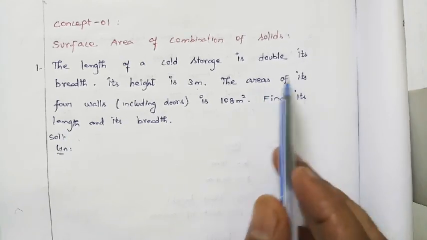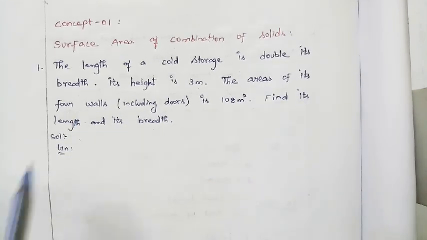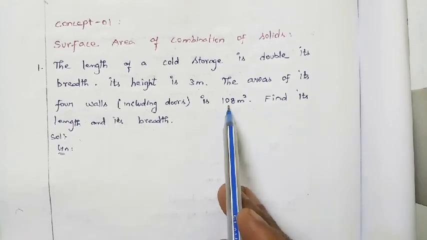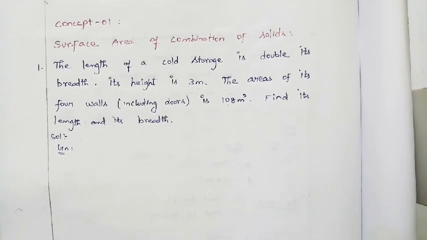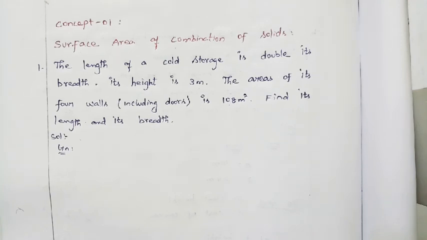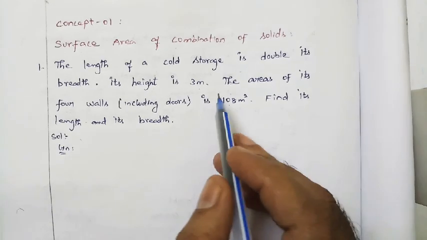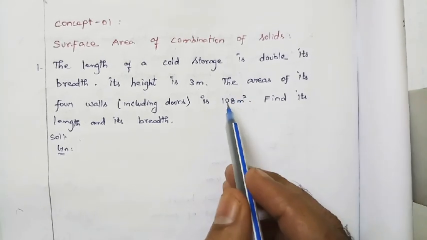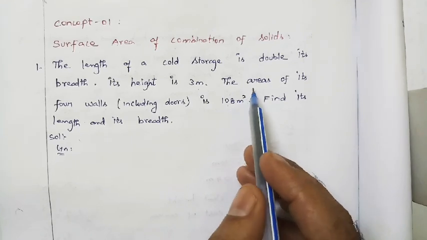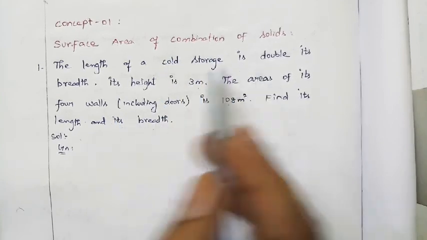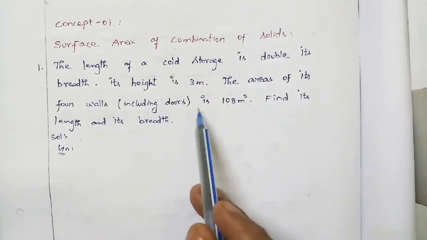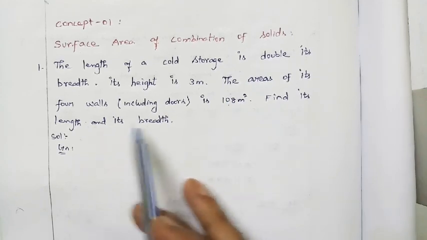We have the surface area of its four walls, which is 108 meter square. The area of four walls is the lateral surface area of a cuboid. If you include the area of the top as well as the bottom, then it becomes the total surface area. But here 108 meter square is the lateral surface area of a cuboid, since the cold storage room is a cuboid. So we equate the CSA of the cuboid with 108, then we'll get length and breadth.